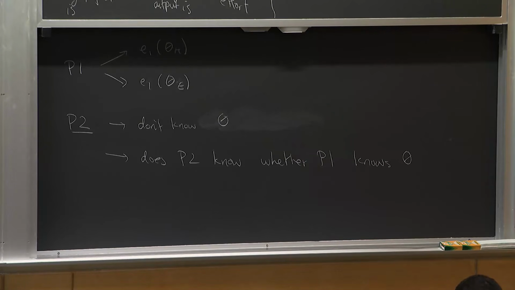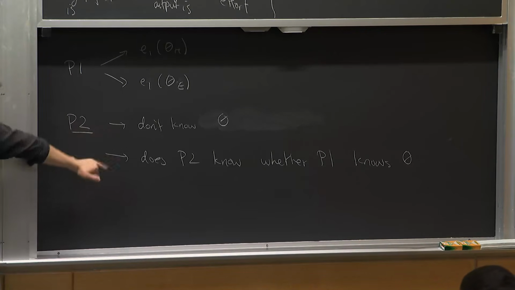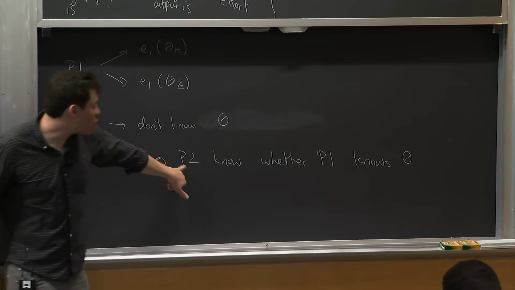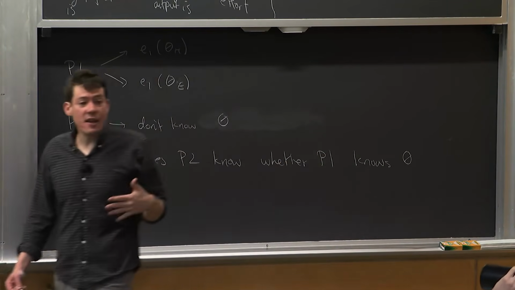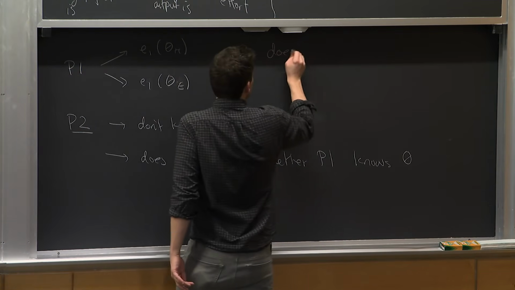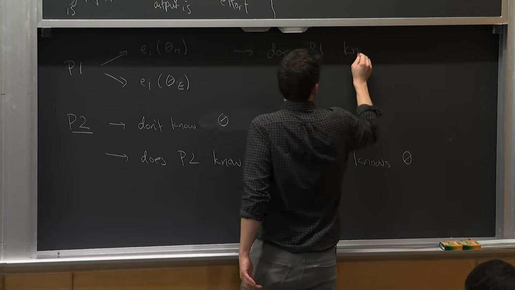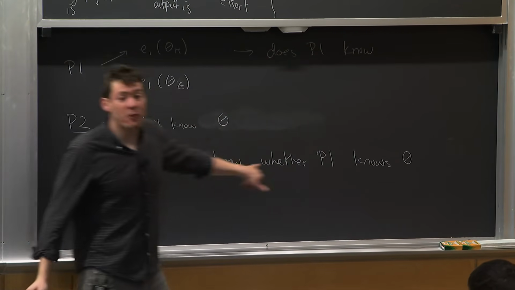Let's say you're player 1. How are you thinking through this? What's relevant now for player 1 when they're trying to think? We know player 1 knows theta, but player 1 needs to think, well, how hard is player 2 going to work? But how hard player 2 works depends on whether player 2 knows whether player 1 knows theta. So now we have to think from player 1's perspective, does player 1 know whether player 2 knows whether player 1 knows theta?